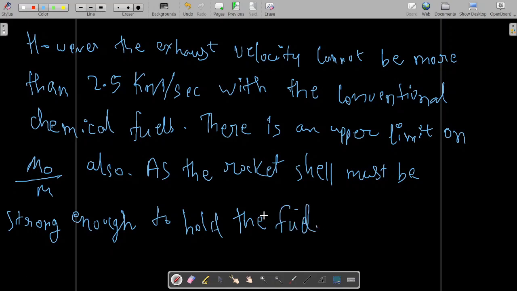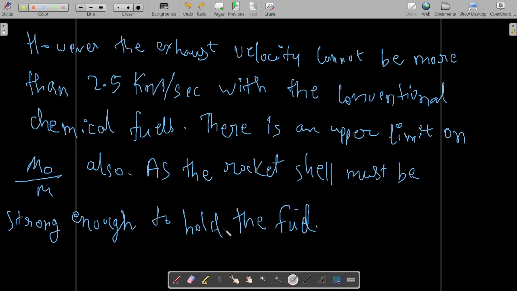So the rocket shell must be strong enough in order to hold the fuel, because the fuel should be heavy. If you want a heavy fuel to be kept in a rocket, then the rocket should also be heavy. If the rocket is heavy, then the residual mass, that is the final mass after burning out of the fuel, is also heavy. Okay, so there is an upper limit on m naught over m. You cannot say that I will keep this very low, I will make this zero itself. You cannot do like that.